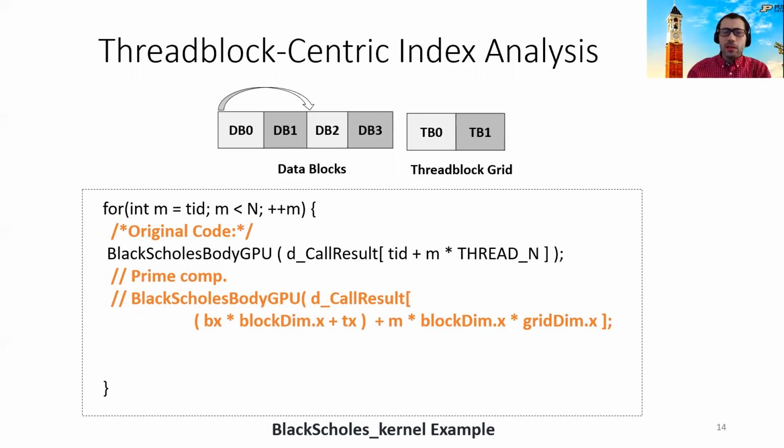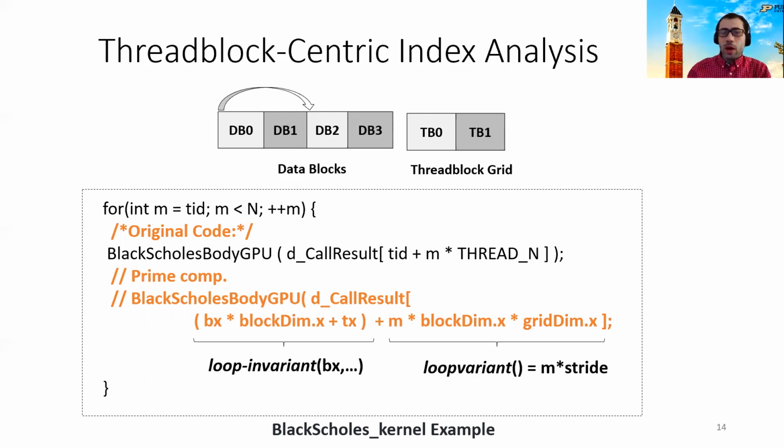Our index analysis idea is to break down index terms into prime terms, like thread IDs, constant values, and loop variables. And then we divide these prime components into a loop variant group that contains all the terms dependent on the induction variable, and a loop invariant group that contains all the remaining terms. The loop invariant group tells us the start position of the thread block. In this example, it contains block ID X, which indicates all the thread blocks will start from a unique position. Whereas the loop variant group tells us the thread block motion over data blocks.